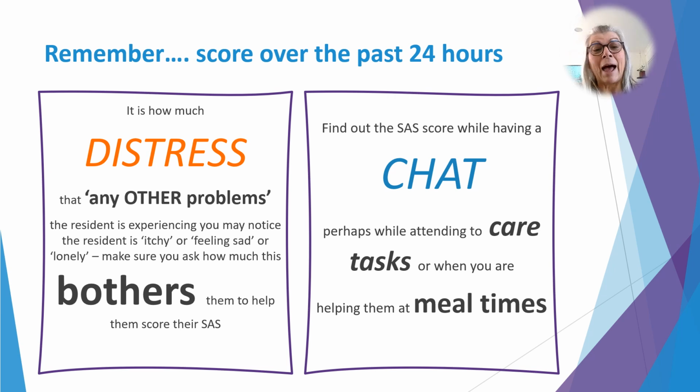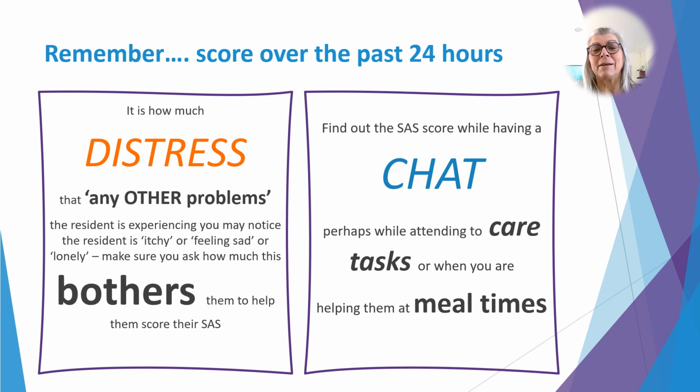When you're thinking about other distressing symptoms, there's a couple of tips you need to remember. First of all, remember that when you're rating other symptom distress, it's anything over the past 24 hours. When you're asking about distress from any other problems, remember it's about the distress that the symptom is causing, not the symptom itself.